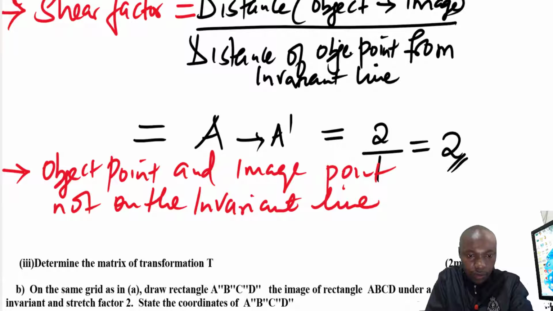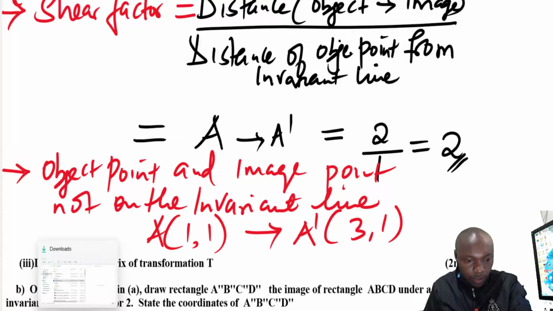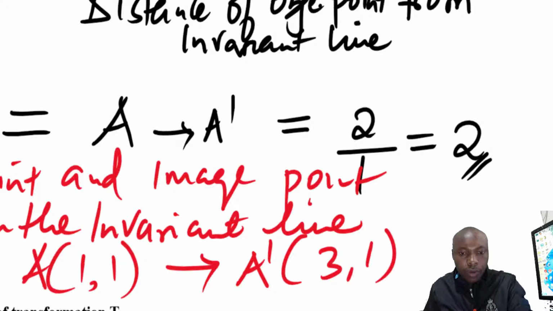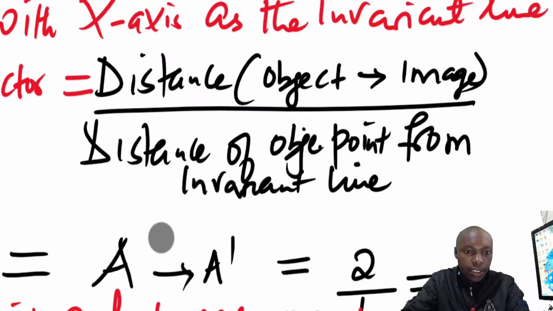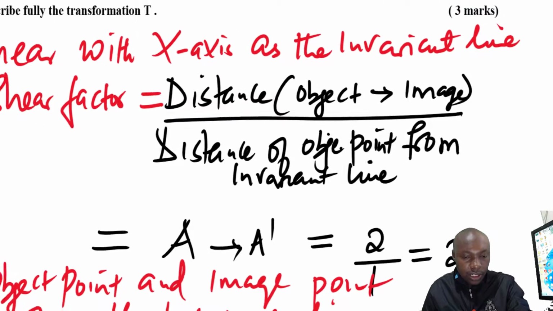So in this case, we have A, which is 1, 1. Then it moves to A prime, which is 3, 1. So you can confirm whether that is the case. B is 1, 1. Then it moves to 3, 1. So you can see that. So that is how you're supposed to fully describe the transformation T, which is a shear.